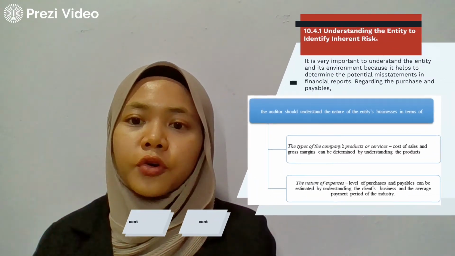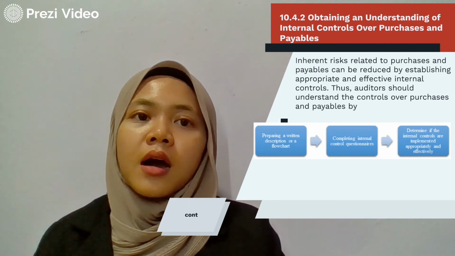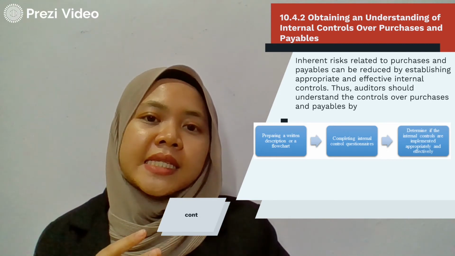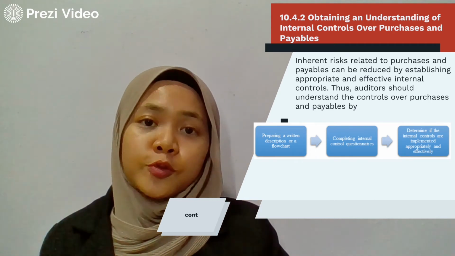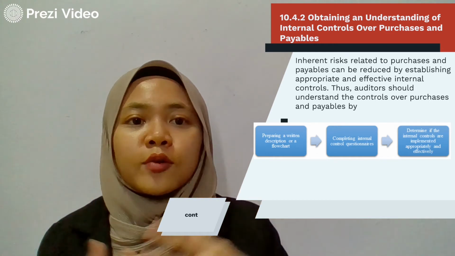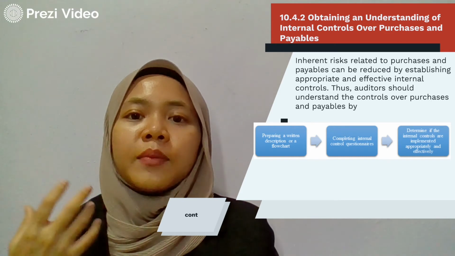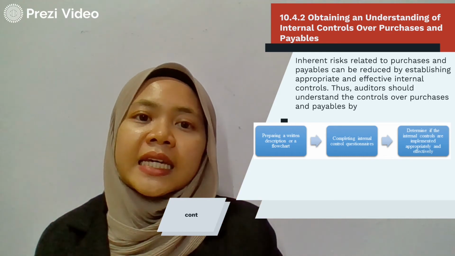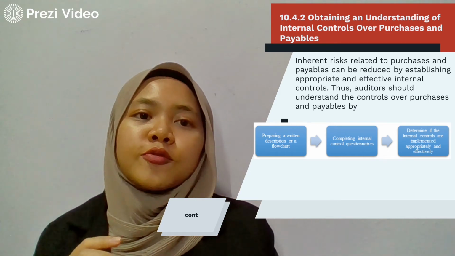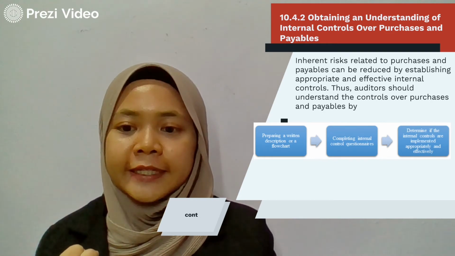Okay, so we go for 10.4.2, obtaining an understanding of internal controls over purchases and payables. Inquiries related to purchases and payables can be reduced by establishing appropriate and effective internal controls. Thus, an auditor should understand the controls over purchases and payables by preparing a written description or a flowchart. The next one is completing internal control questionnaires and also determining if the internal controls are implemented appropriately and effectively.